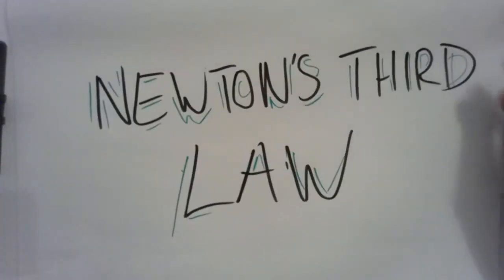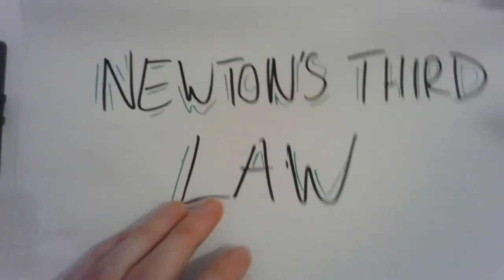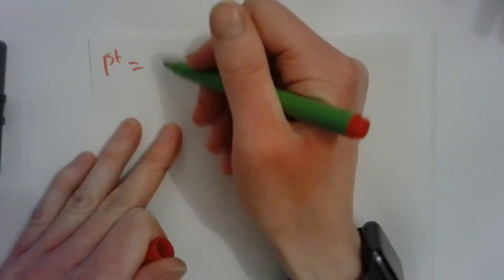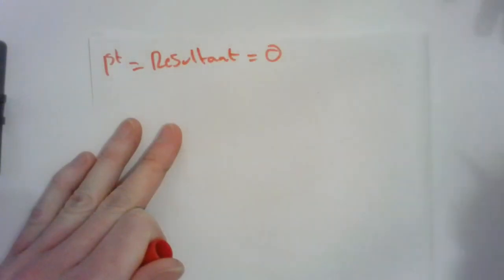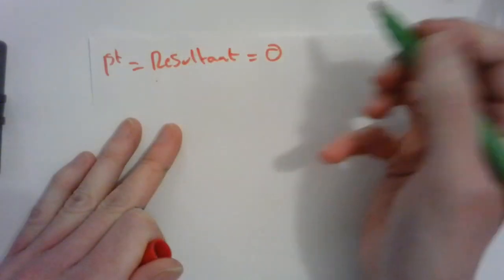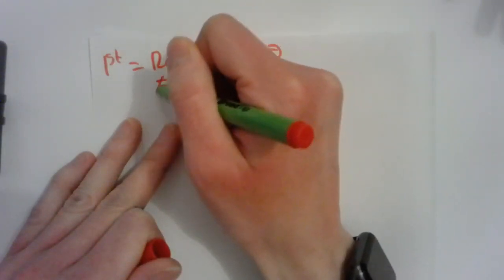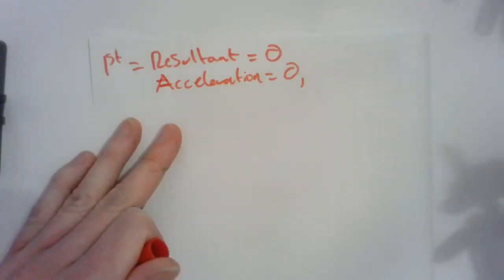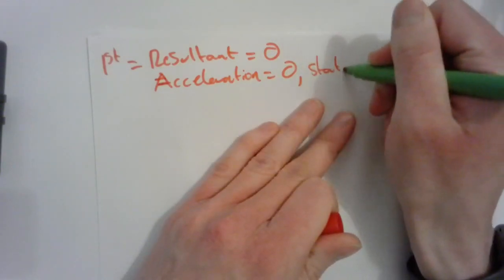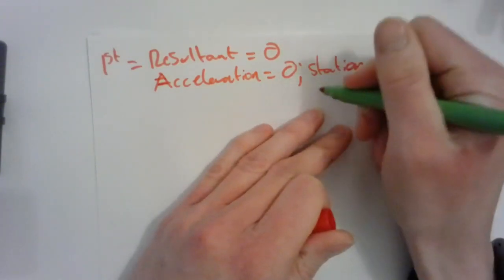Great. So that's done. Back to Newton's third law, and it's just worth recapping our other laws very briefly. So my first law was all about stationary objects. So that if the resultant force is 0, objects have 0 acceleration, so they must either be stationary or constant speed.